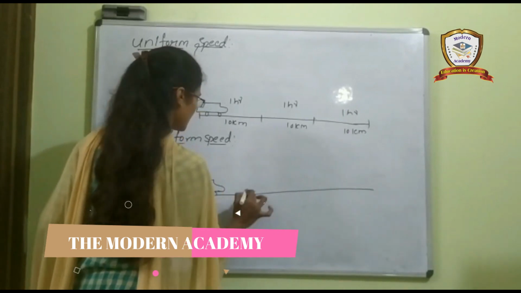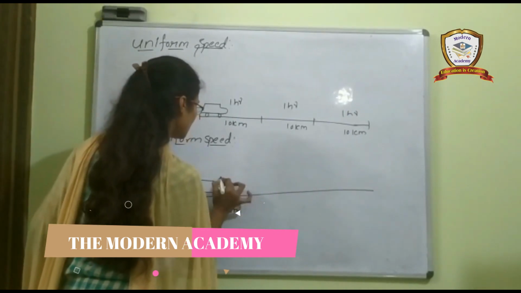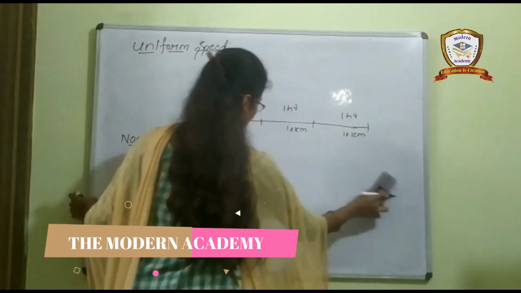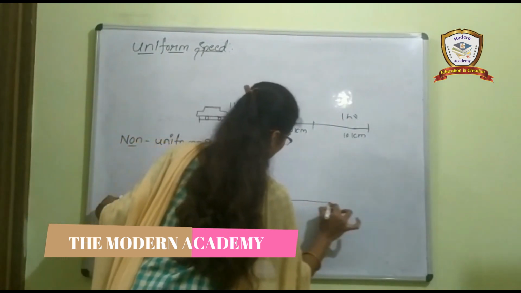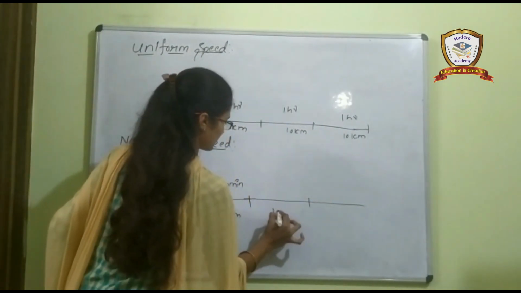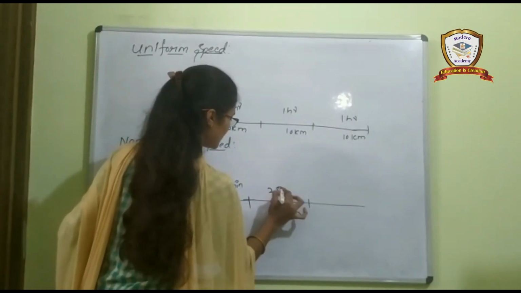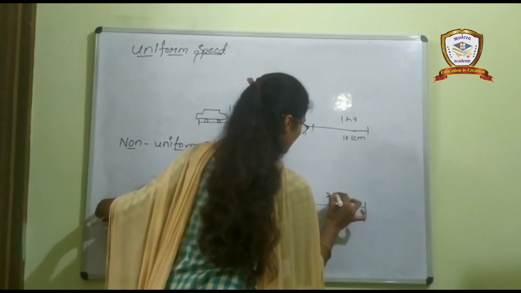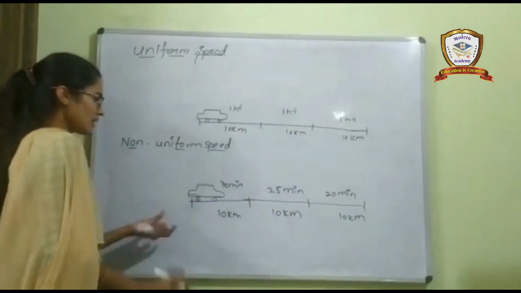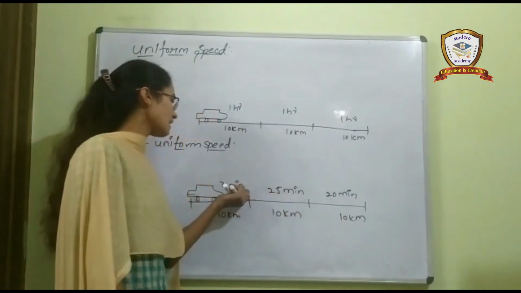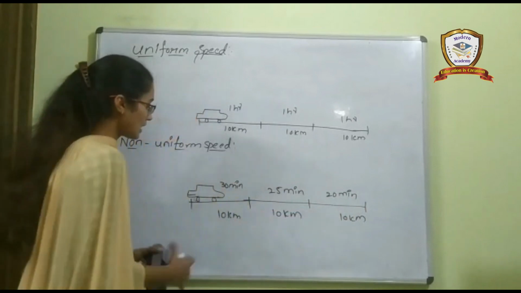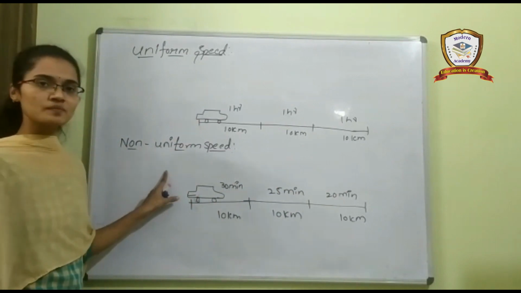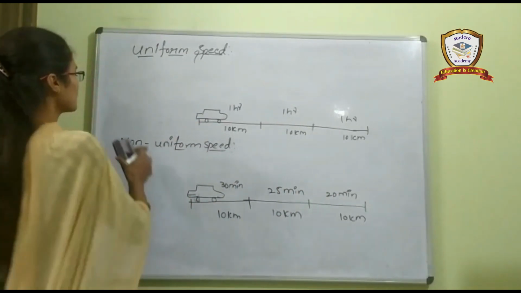A car covers first 10 kilometers in 30 minutes and next 10 kilometers in 25 minutes and next 10 kilometers in 20 minutes. So that means a car covers equal distances in unequal intervals of time or unequal distances in equal intervals of time, then a body is moving with non-uniform speed. This is about non-uniform speed and uniform speed.